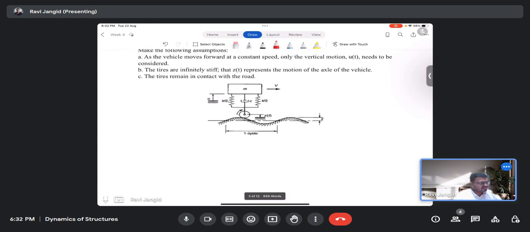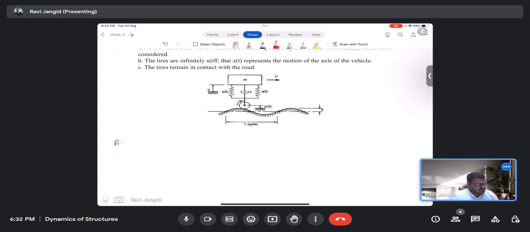So in this, what is given, we can simplify this system like this: this is my support, a spring, a damper, and a mass applied here, whose displacement is u, but at the same time my support is also in motion, which is z(t).